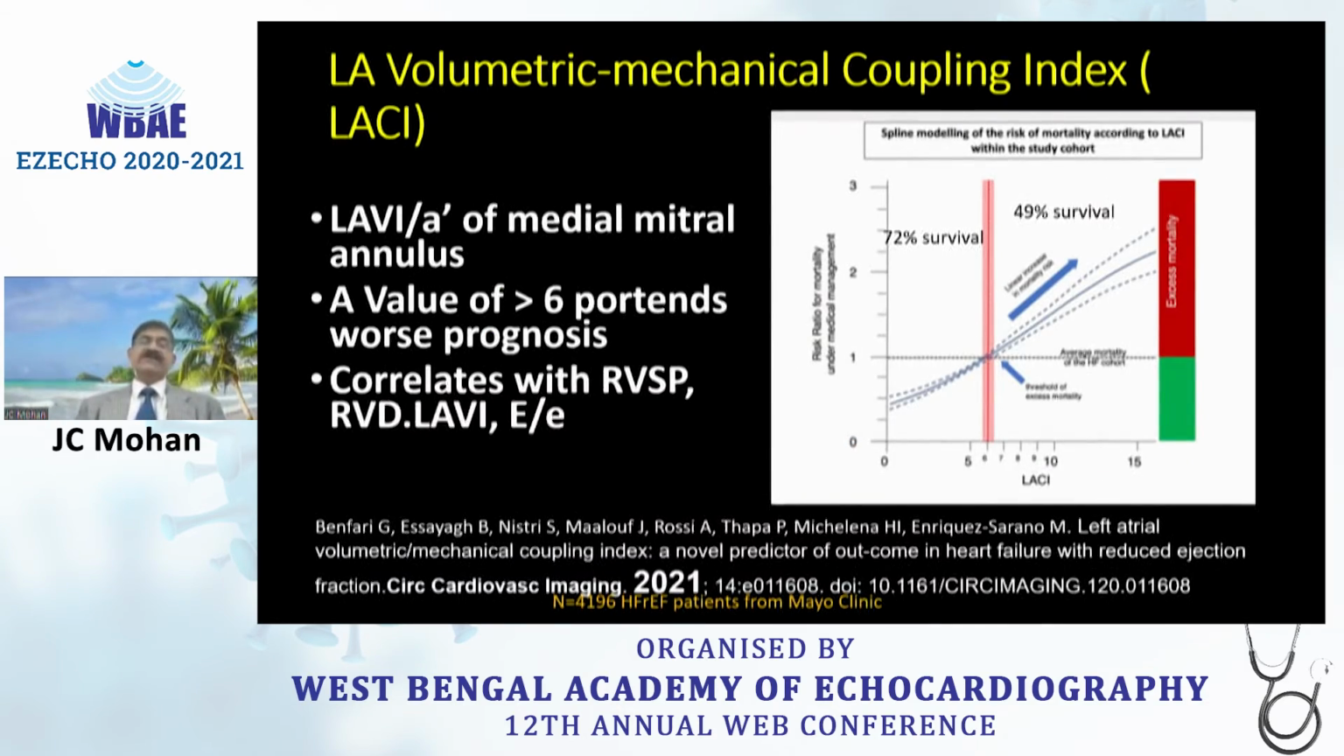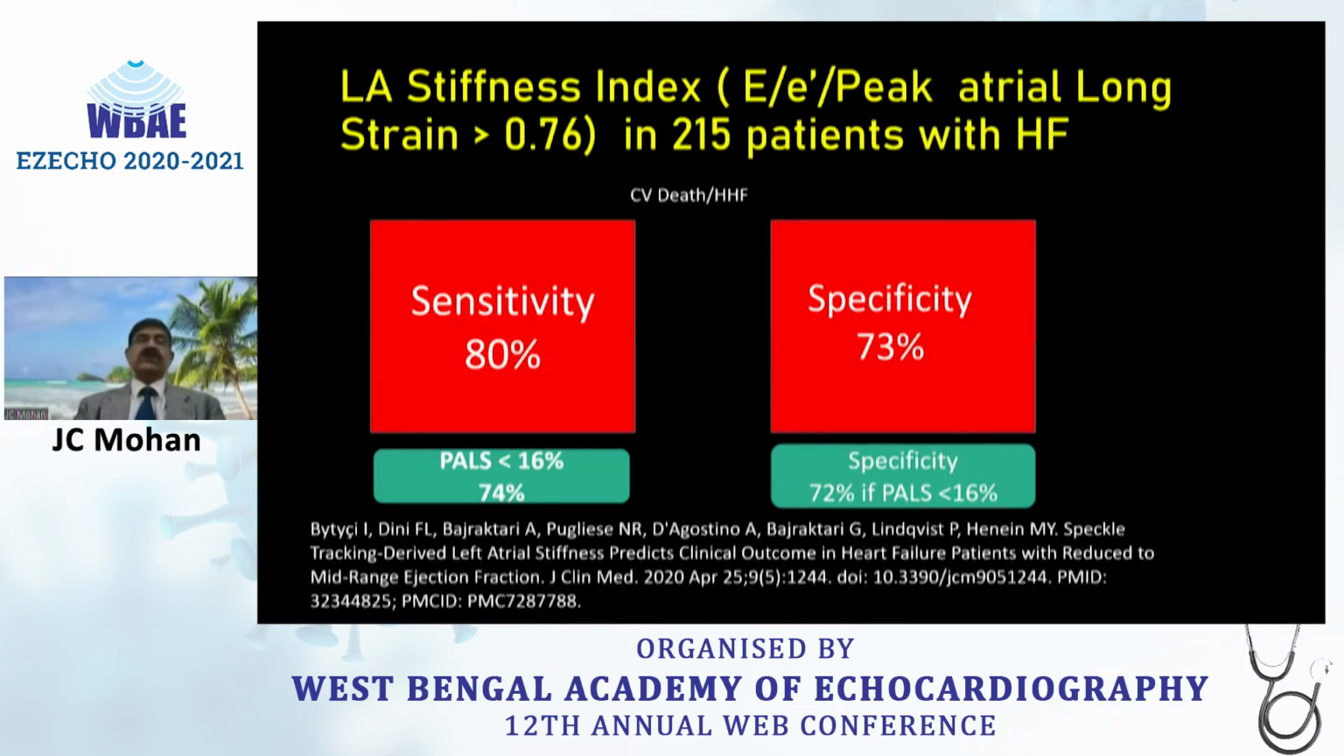Another parameter, proposed by the Mayo Clinic just 2 weeks back, is called left atrial coupling index. It is nothing but a ratio of left atrial volume index to A prime of the medial annulus. Typically, its value is less than 6. More than 6 portends worse prognosis in heart failure. And this has been shown in a study of nearly 4,002 patients. The prognosis is almost 100% worse in those who have a left atrial coupling index of 6 or more.